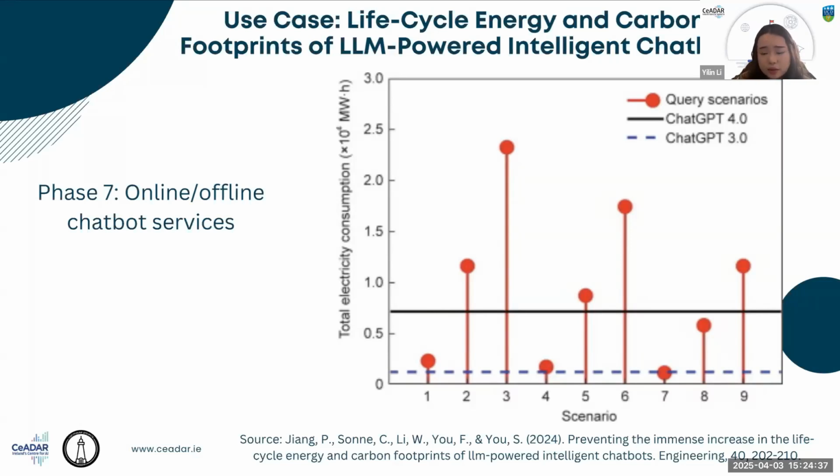So you can see in the worst case scenario, the energy use is over 23,000 megawatt hours in 1 month. And based on recent traffic, around 1.5 billion visitors per month, the annual energy use of ChatGPT could be more than 7 terawatt hours, which is a lot.